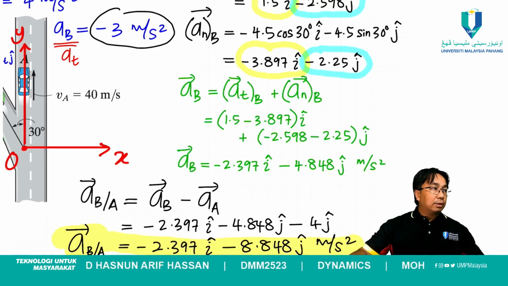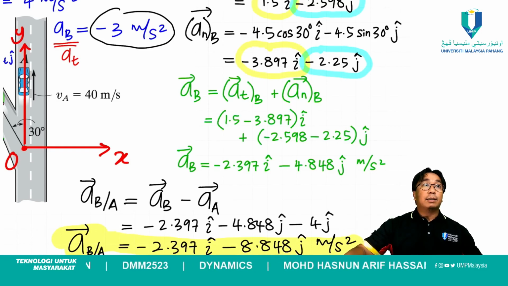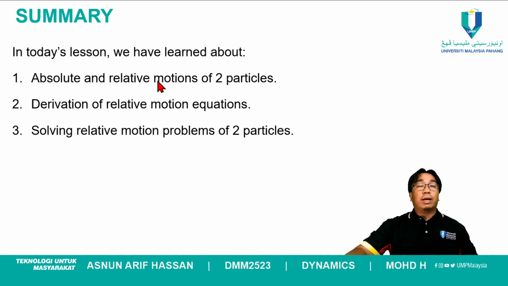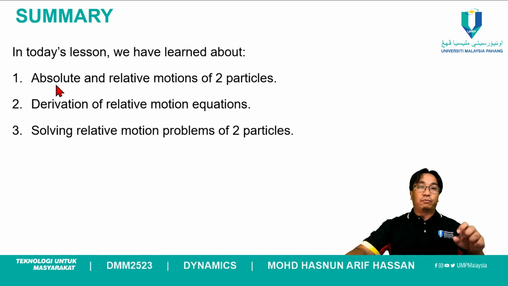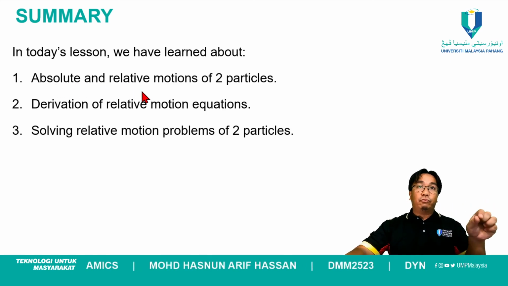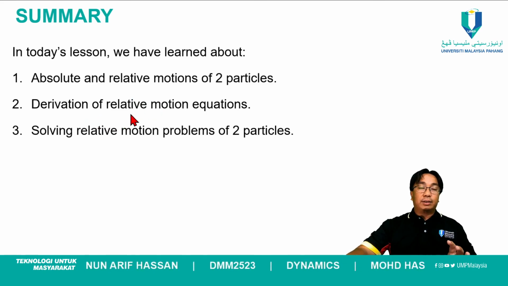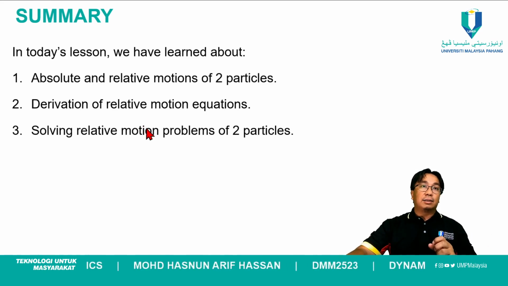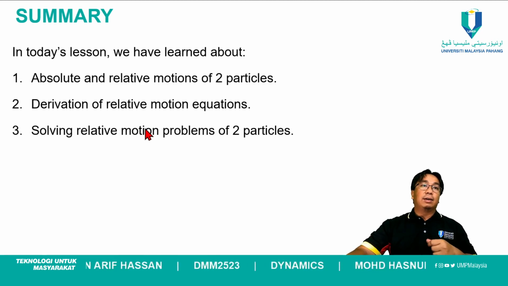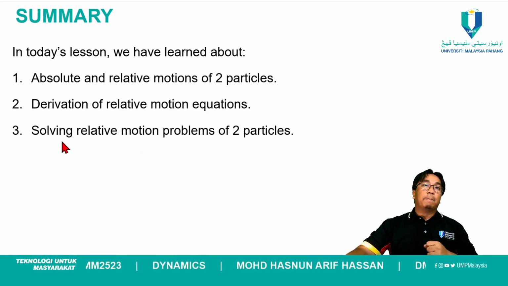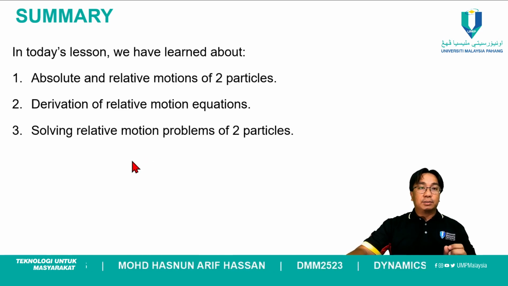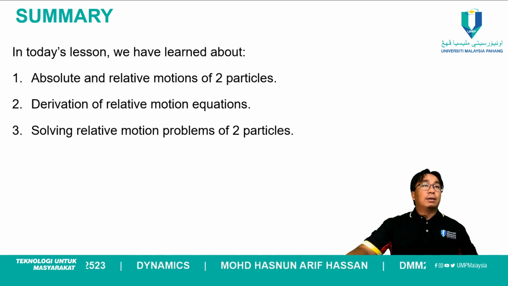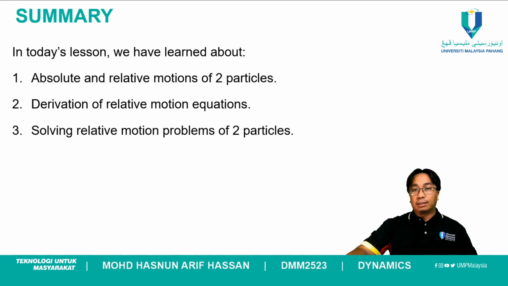If there's no more question, then that will be the end of our class today. In today's lesson, we have learned about absolute and relative motion of two particles. Absolute is by referring to a fixed origin, relative is a moving reference point. We derived the equation: r_B/A is equal to r_B minus r_A, and same goes for velocity and acceleration: v_B/A is equal to v_B minus v_A, and a_B/A is equal to a_B minus a_A. I have also shown you two examples on problems related to relative motion.